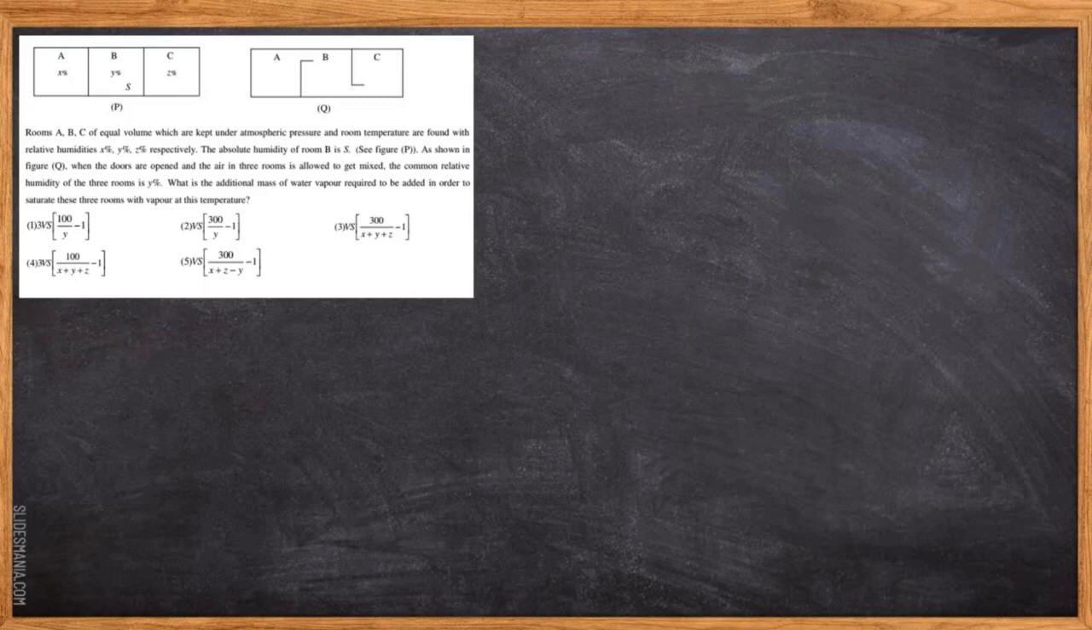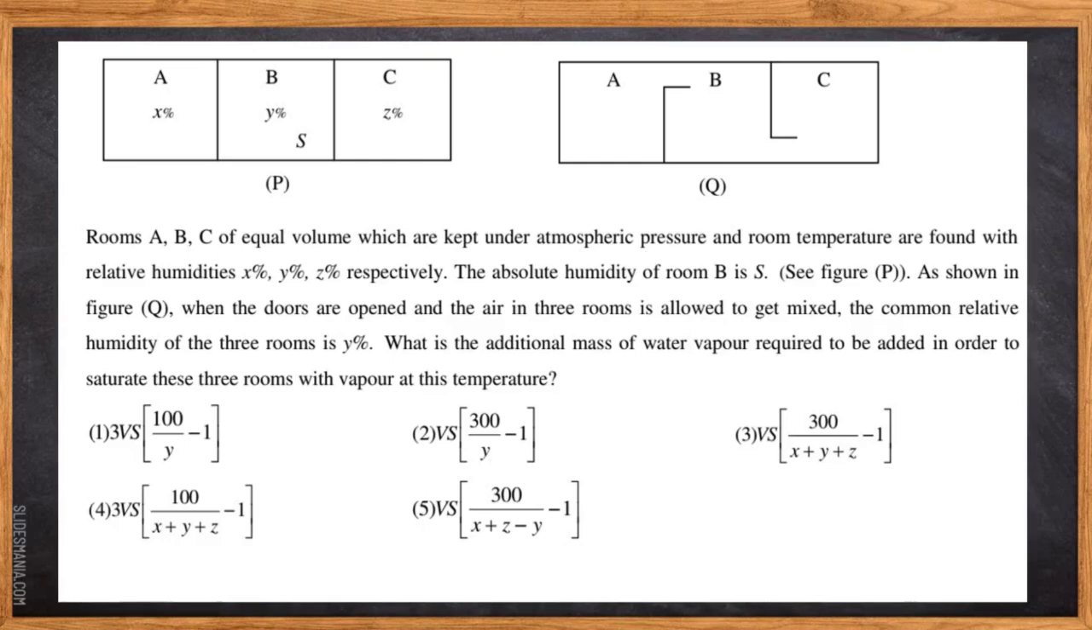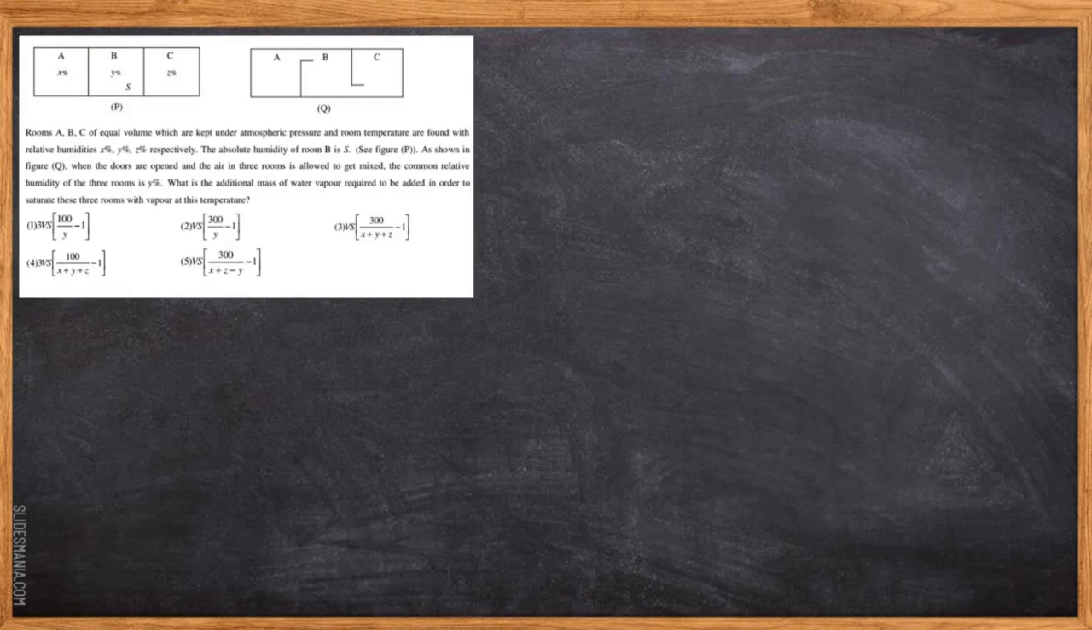Right, here the main theory they are telling us is this. When they are telling us the theories, we have to write them down. So basically the first thing they are telling us is that the relative humidities are given as x, y and z. These values are given, so let's write it down. X is for A, right? And Y for B and Z for C, right?